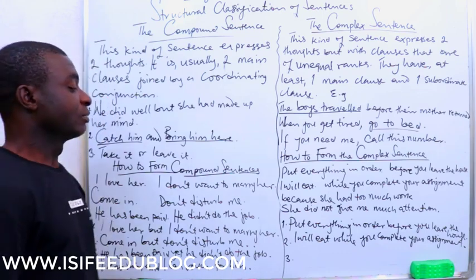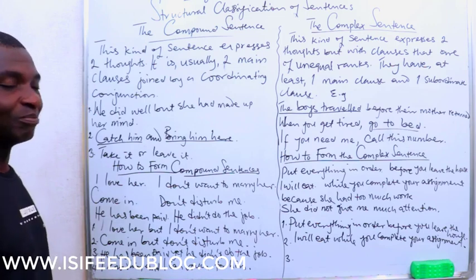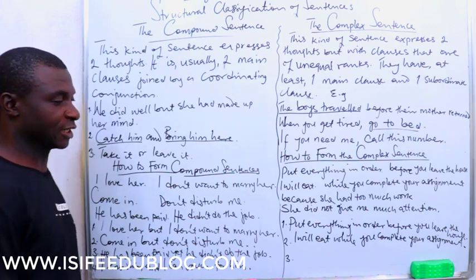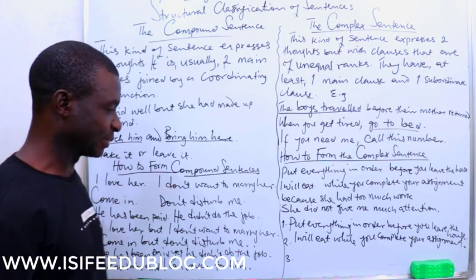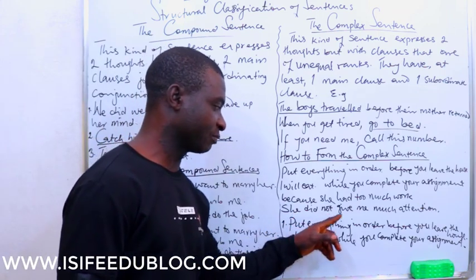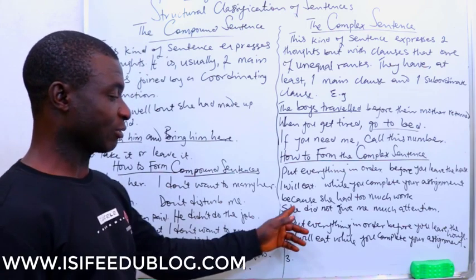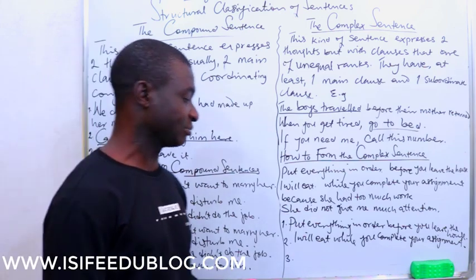Alright? Because she had too much work. One may ask, so what happened? There is a reason. Here is the main clause. She did not give me much attention. Either way, you could start with because, and that's another thing that is important.